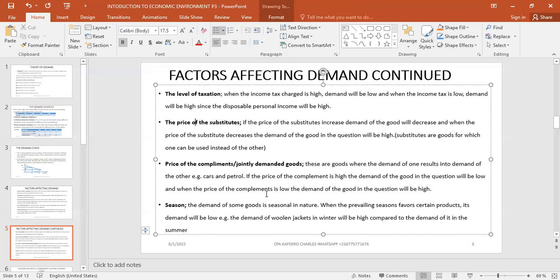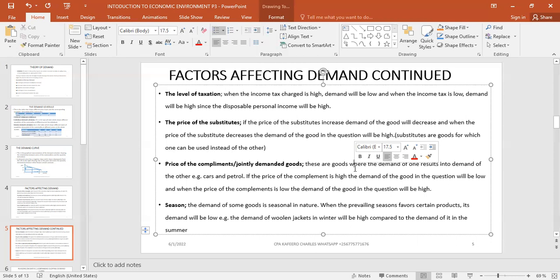Here we are giving a scenario whereby the price of, let's say, Coca-Cola and Pepsi Cola, if the main product was Coca-Cola, what we wanted to consume at the time, and we reach the market and find that the price of Pepsi Cola, the substitute, has increased, someone will just opt to buy more of Coca-Cola and forget about the Pepsi Cola, which has an increment in the price. So that's all about the price of the substitutes.